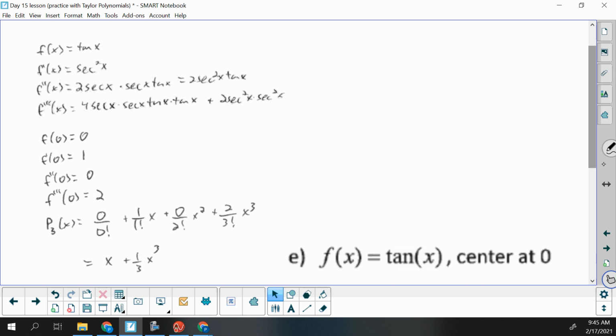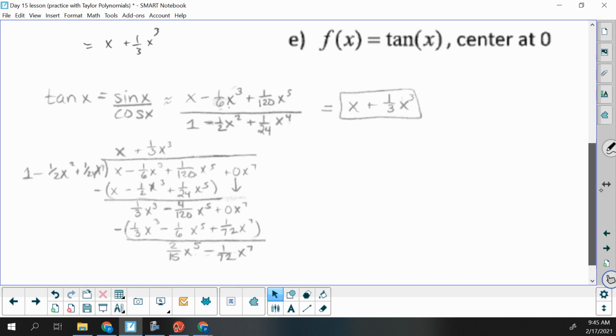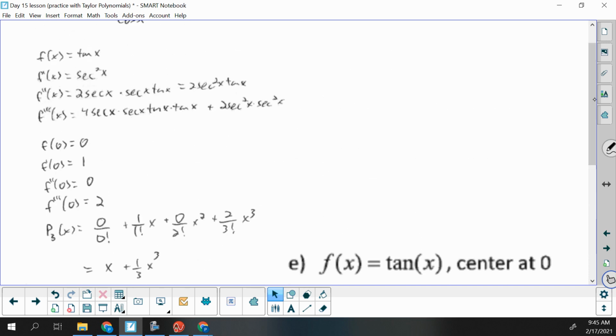If you did it the long way with long division, you would have to take your Maclaurin polynomial for sine, your Maclaurin polynomial for cos, and do long division with those and do it all the way out and just stop when you got to an x cubed term. Okay, personally I think that is a little bit messier, but it's just your personal preference.